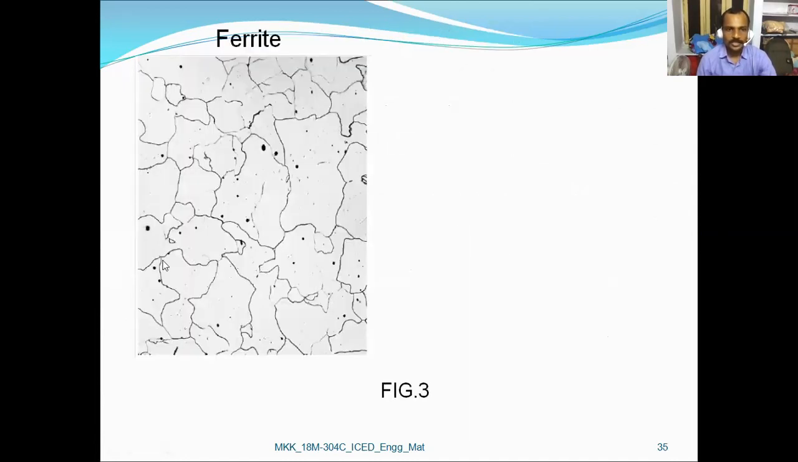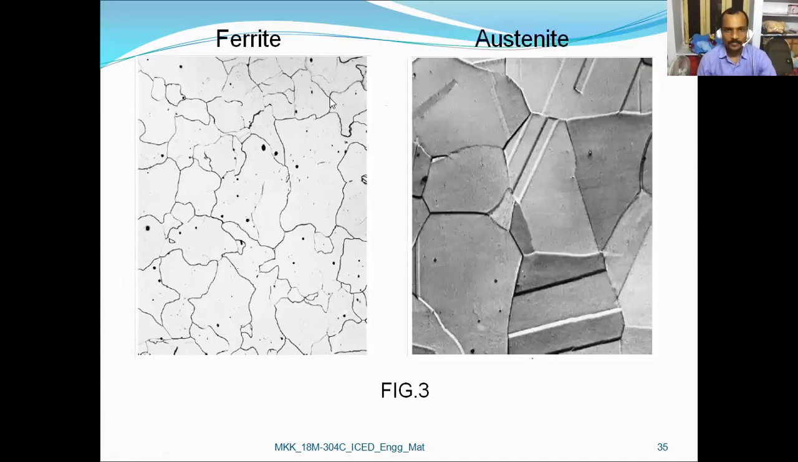This is the structure of ferrite, and this is the structure of austenite. Under microscopic examination, we have taken these particular figures.